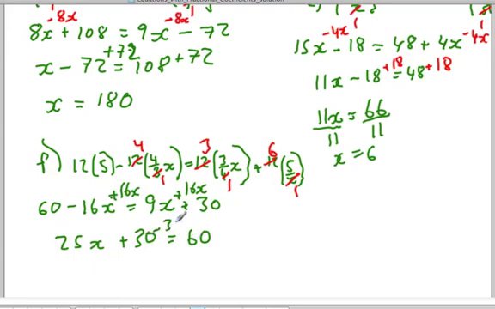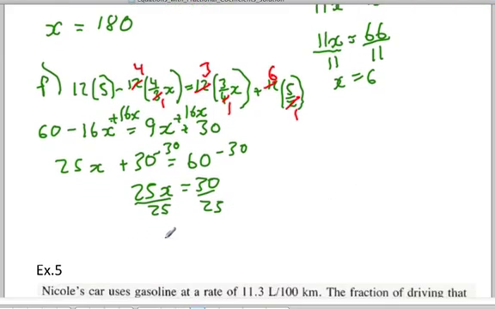Subtract 30 from both sides, and we end up with 25x is equal to 30. Divide both sides by 25, and we get x is equal to 30 over 25 reduces because 5 divides into both evenly, so 6 over 5 when it's in lowest terms.